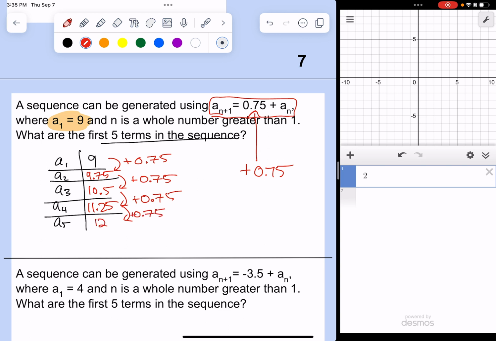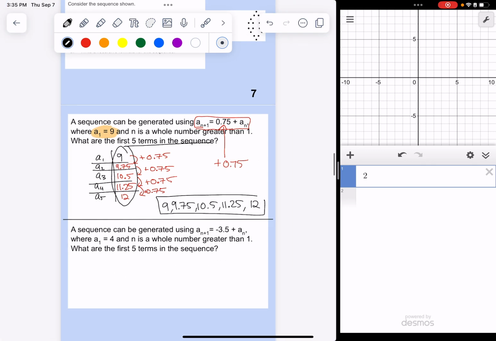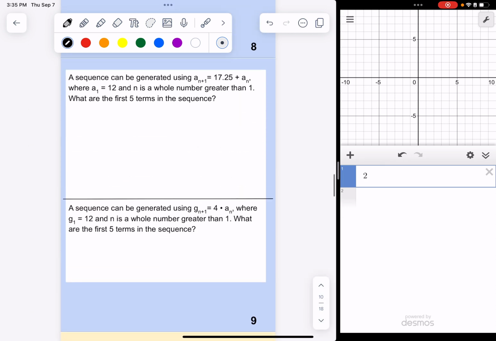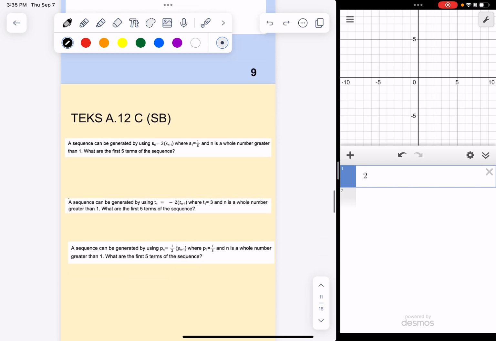So when you're doing this, you have to list them. You're going to list these numbers. So you have 9, 9.75, 10.5, 11.25, and then you have 12. This would be your answer, a list of terms. Then this is very similar, so I'm not going to do it. You should practice on your own.